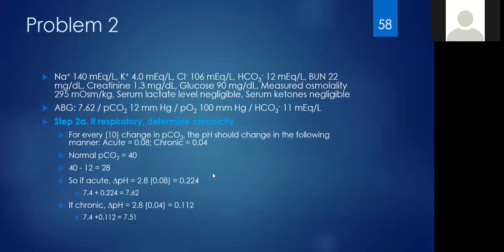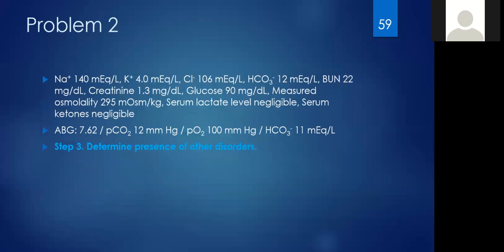Now, let's just say we were assuming it was chronic. So here, it's still for every 10 change in CO2, but this is our multiplying factor. So we take 2.8 times 0.04, which is 0.11. If we add that to 7.4, it gives us 7.5, which is below what we actually have. So based off of the ratios, we know that this must be an acute respiratory alkalosis as the primary driver of this disturbance.